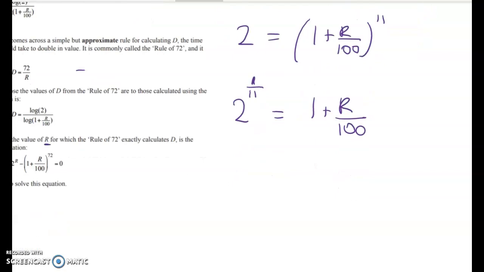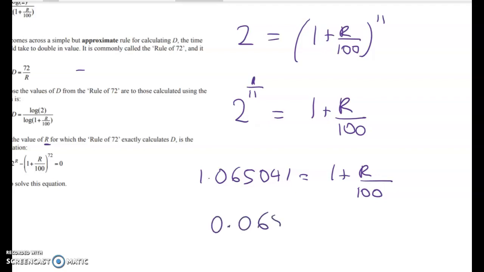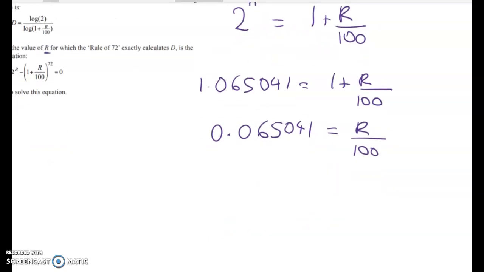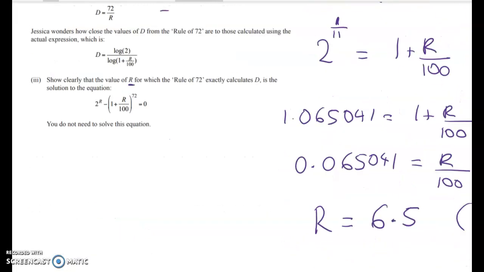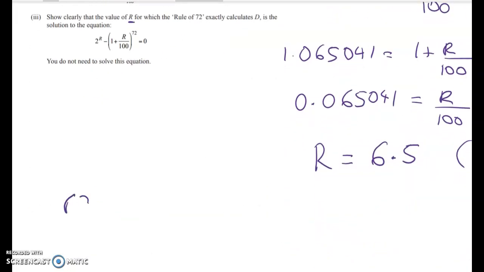Two to the power of 1/11 works out to be approximately 1.065041. So looking at that, what we've got here is that 0.065041 is equal to r over 100. So r is equal to 6.5, and that's to 1 dp. In other words, what were we asked for? What is its rate of return? Well, its rate of return is 6.5%.